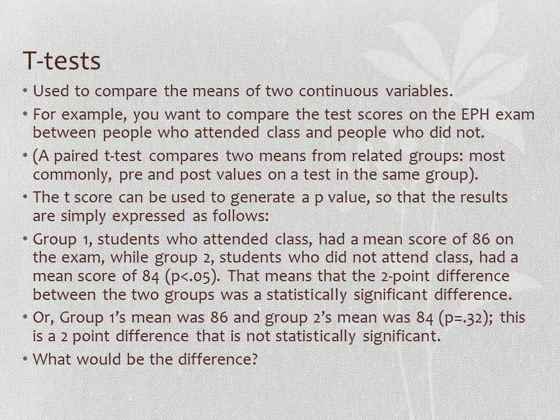The results that we get from this t-score, which I'll show you in a minute, will be used to generate a p-value. And so the results, when we say them in English, will sound something like this. Group 1, students who attended class, had a mean score of 86 on the exam, where Group 2, students who did not attend class, had a mean score of 84, and the p was less than 0.05. That means that the 2-point difference between the two groups was a statistically significant difference. Whether it's a difference that matters is something that you can discuss amongst yourselves. It's not a very big difference.